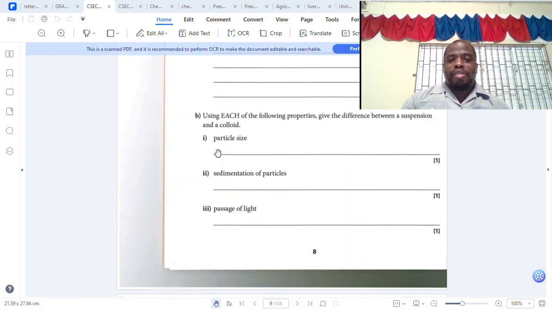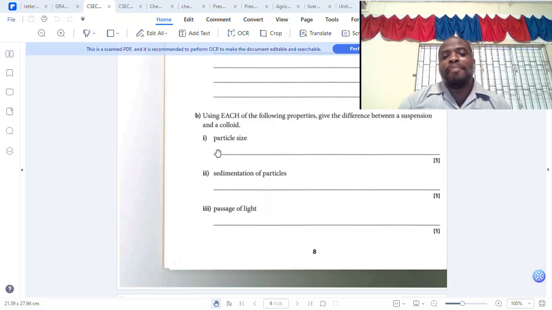The next part of it says, using each of the following properties, give the difference between a suspension and a colloid. Now, suspensions and colloids are actually heterogeneous mixtures. The other type of mixture would be a homogeneous mixture, which involves a solution. Now, a suspension and a colloid, particle size. In terms of particle size, a suspension would have larger particles than a colloid.